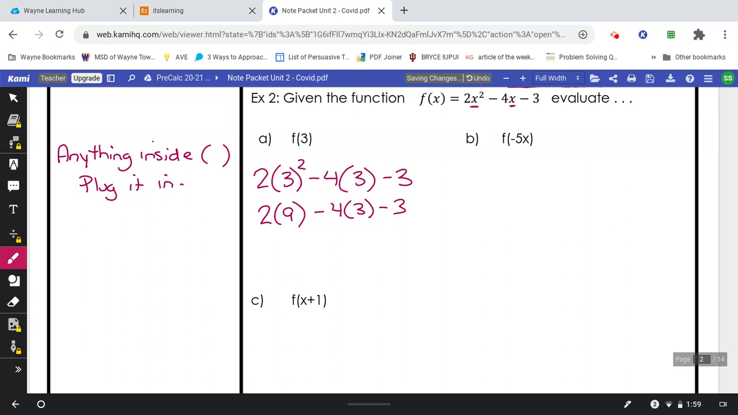Once I've done my exponents, I do my multiplication or division, whichever comes first, left to right. I don't have any division here, so I'm just going to do my multiplication. Then I do any adding or subtracting, whichever comes first, left to right. So 18 minus 2, and then 6 minus 3 is 3.